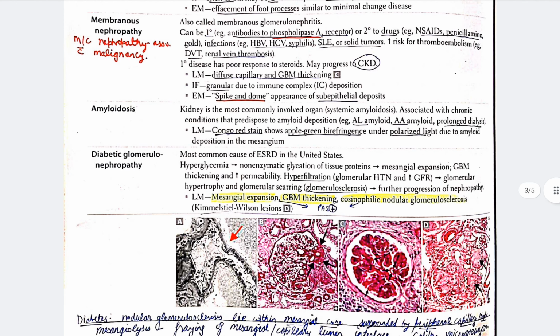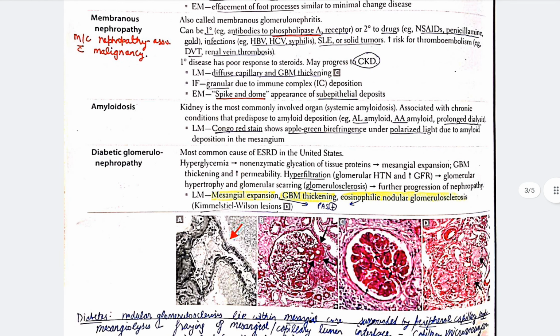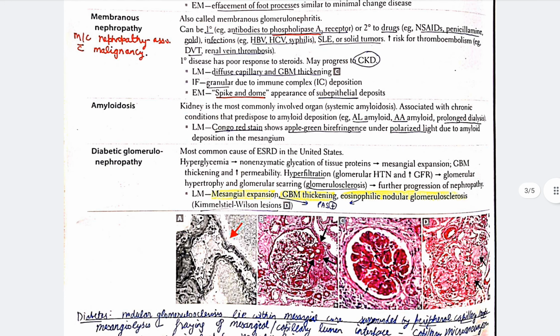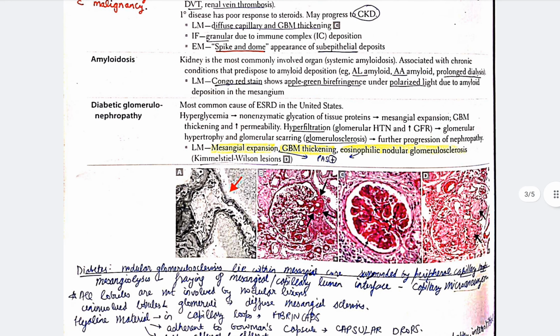Then is amyloidosis. Amyloidosis: AL amyloid, AA amyloid, or prolonged dialysis. And on light microscopy, Congo red stain shows apple green birefringence under polarized light. Then we have diabetic glomerulopathy.